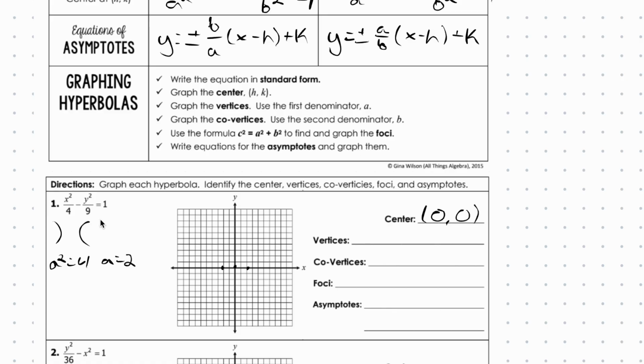And then here, I'm going to create co-vertices. So here, b squared equals 9, and that means b equals 3. So I'm going to move up and down 3 units. And that's also another good point to talk about. Sometimes our b value will be greater than our a value. It does not really matter. It's not important how big they are, or which one comes first.